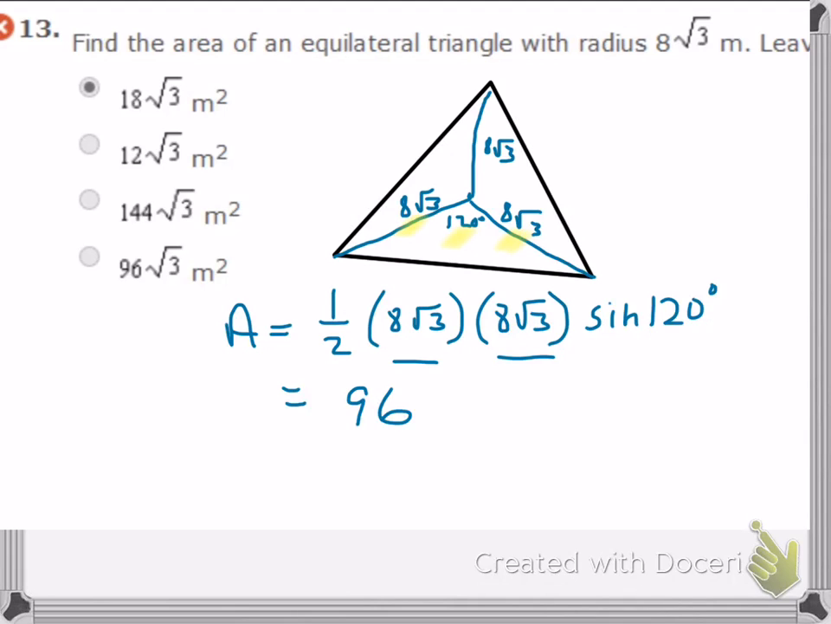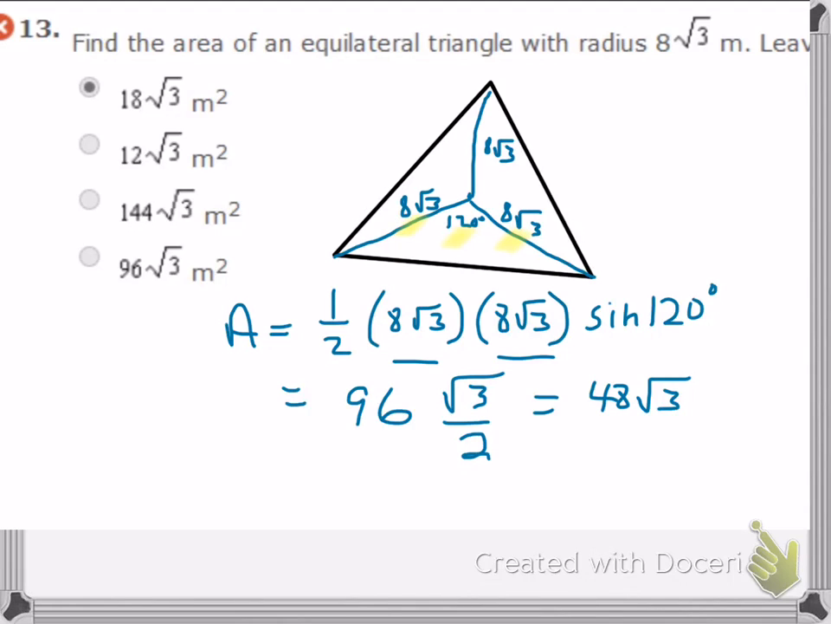And the sine of 120 degrees, the exact value, if we want to leave it in radical form, we don't want to use a decimal approximation. The sine of 120 degrees is the square root of 3 over 2. And that's going to give me 48 times the square root of 3.